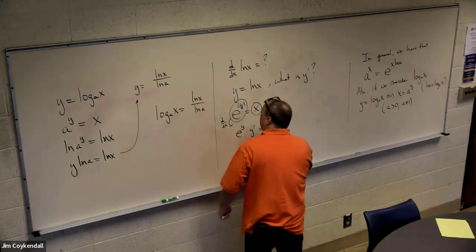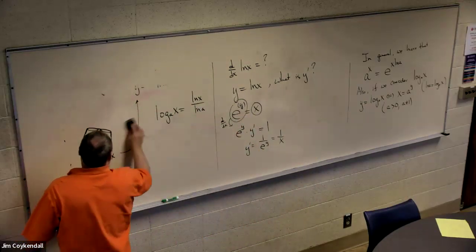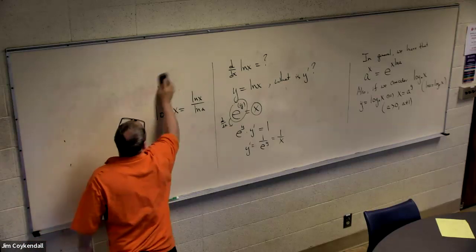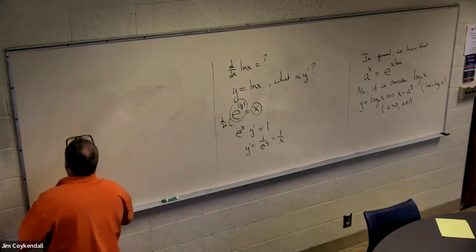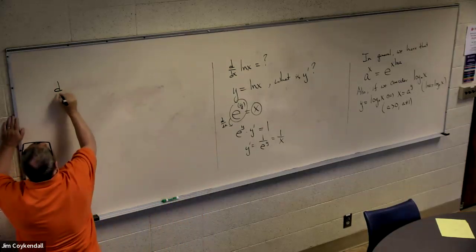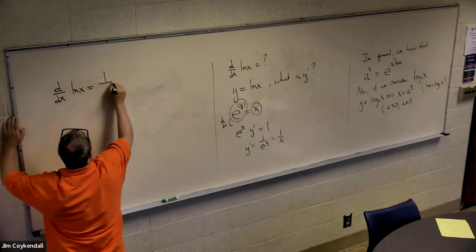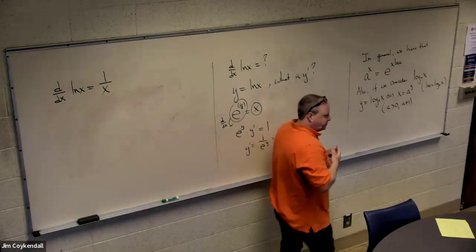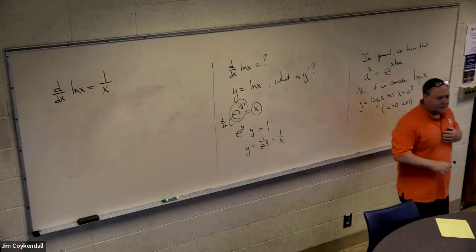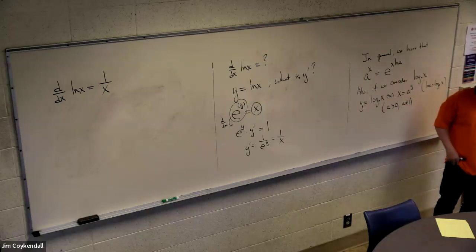So here's kind of the big takeaway. The derivative of the natural log of x is 1 over x.